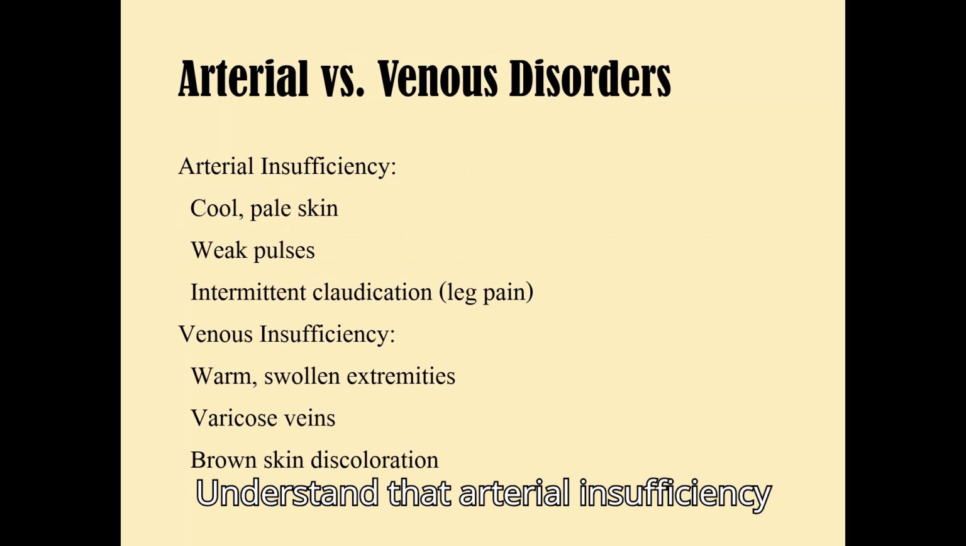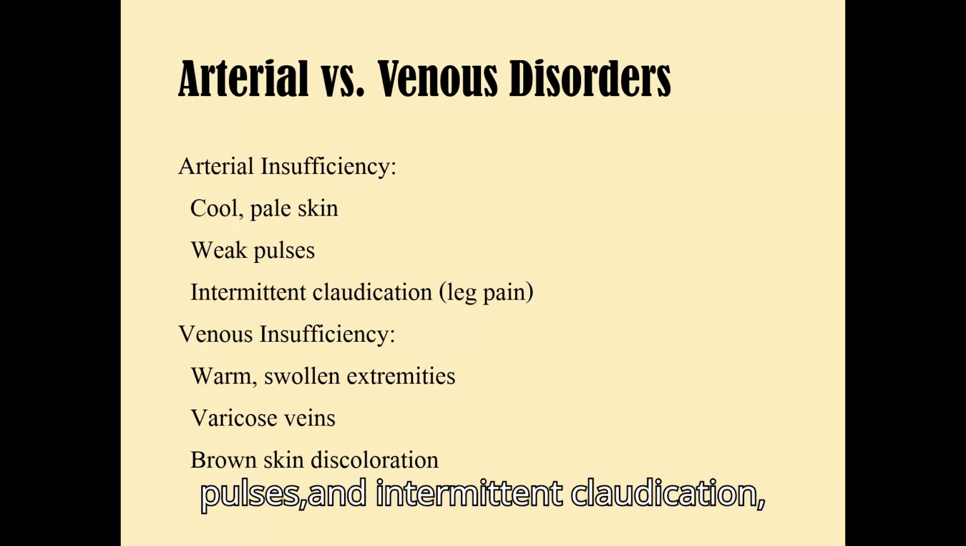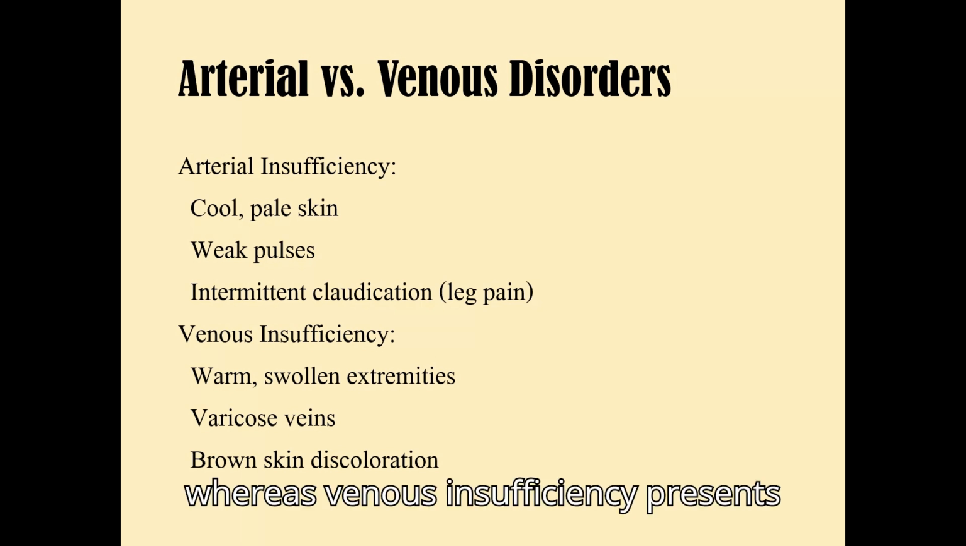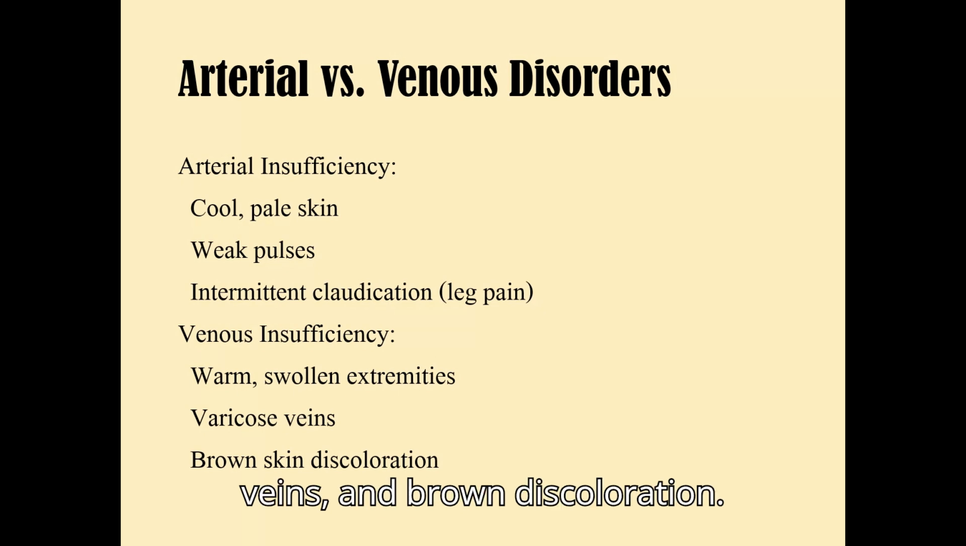Understand that arterial insufficiency often presents with cool, pale skin, weak pulses, and intermittent claudication, whereas venous insufficiency presents with warm, swollen extremities, varicose veins, and brown discoloration.